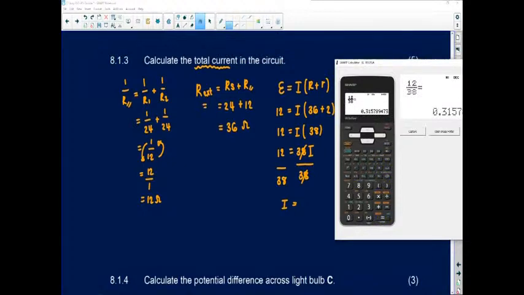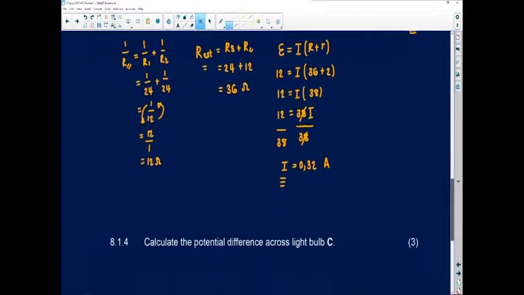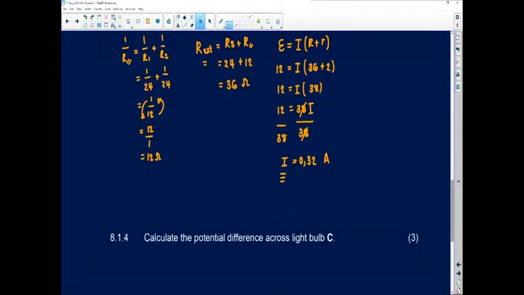Remember, if the third number is 5 or greater, it changes the 1 in front of it to the next number. In this case, we've got 5, which means it'll change the 1 to a 2. And that's how I get my current as 0.32. Remember, the SI unit for current is a capital letter A for amperes. Small letter a is acceleration, so let's not make that mistake.